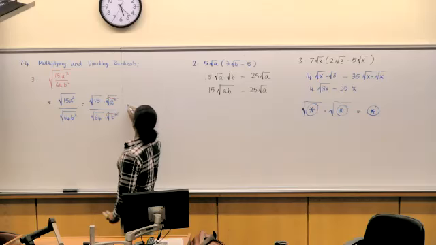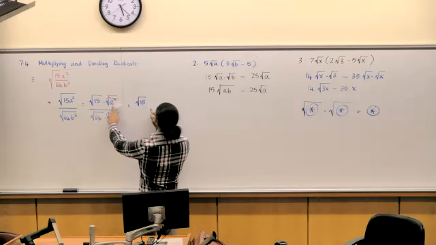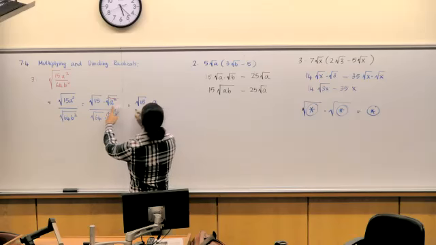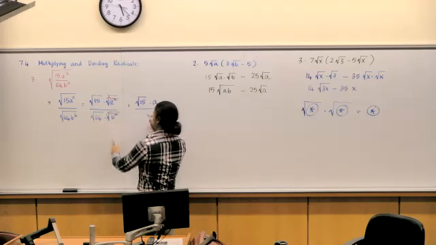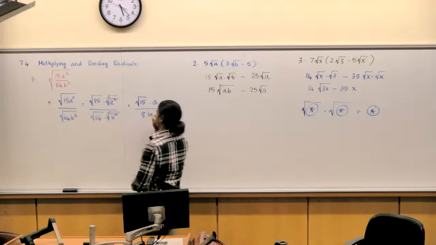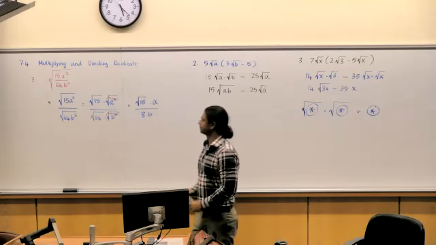Numerator is square root of 15. Still have an a, so times a. What is square root of 64? Eight multiplied by b. Good.